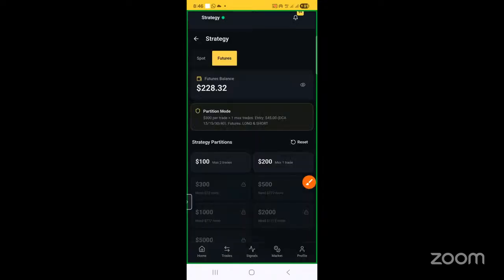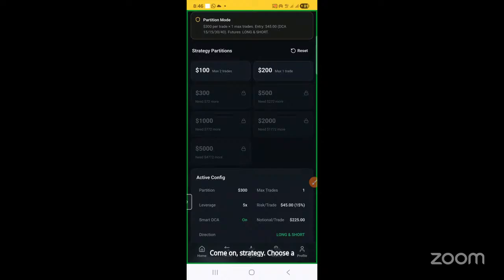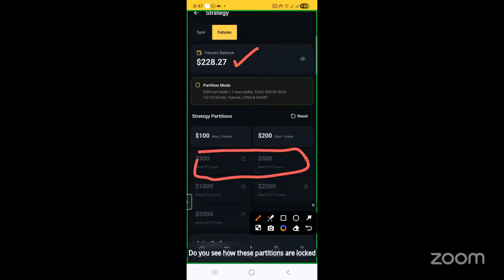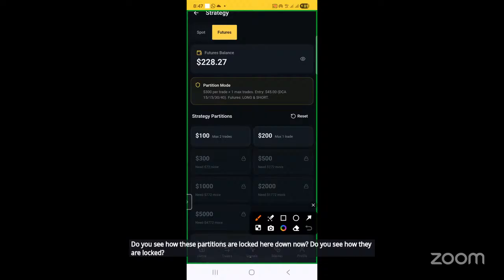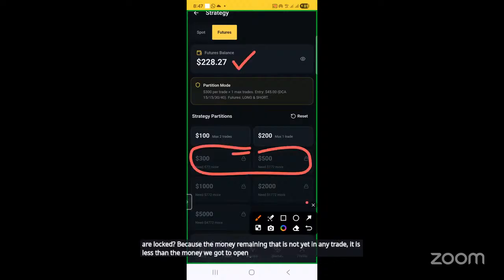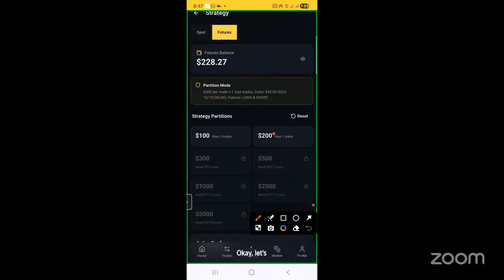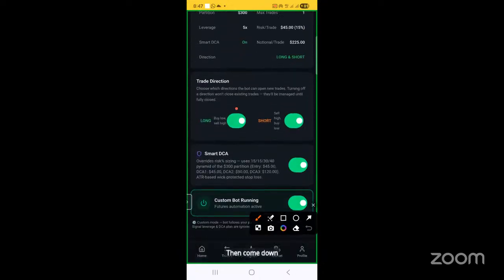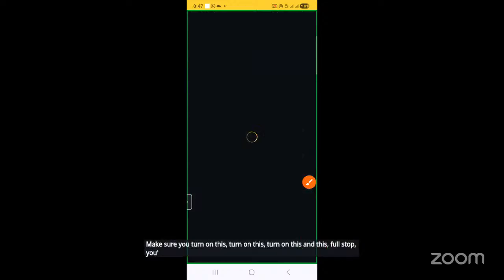On strategy, choose a partition. Do you see when it has left 200, how these partitions are locked down here? Because the money remaining, which is free balance that is not yet in any trade, is less than the money required to open these partitions. Okay, let's say you choose a partition, maybe 200. Just click around here to use that partition. Then come down. Make sure you turn on this, this, this and this. Full stop, you're done. Leave the bot to handle everything.